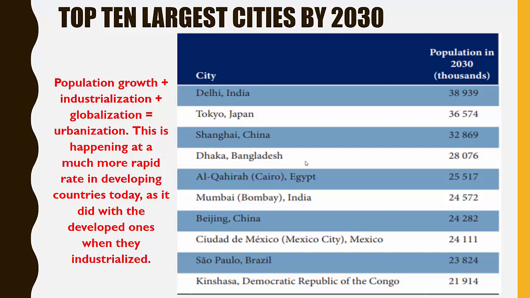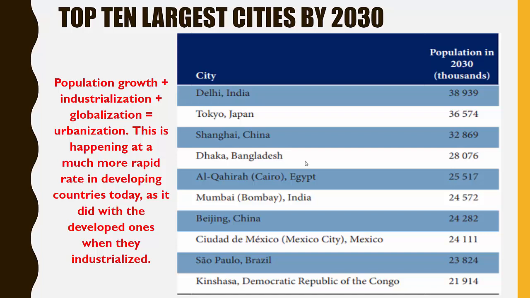Plus industrialization, which obviously causes mass movement towards cities and away from rural agricultural lifestyles, plus globalization, which is causing more connection, more movement, more interaction, and more worldwide global trade, which is all leading to urbanization, the growth and development of cities around the world.